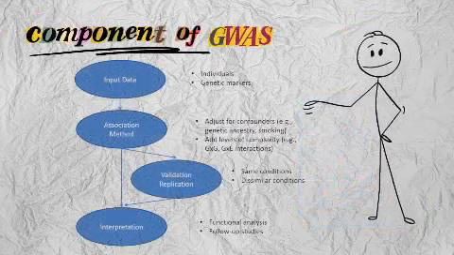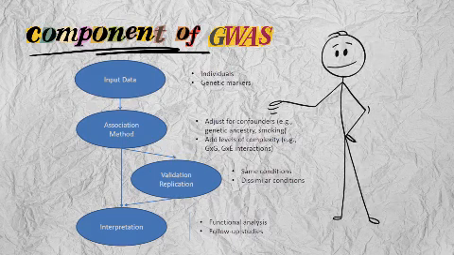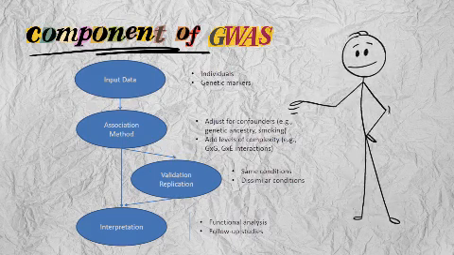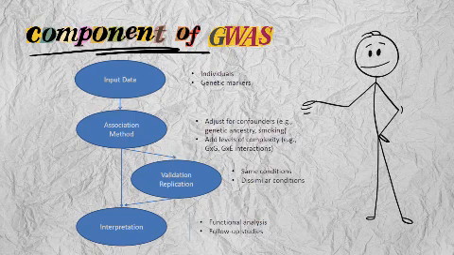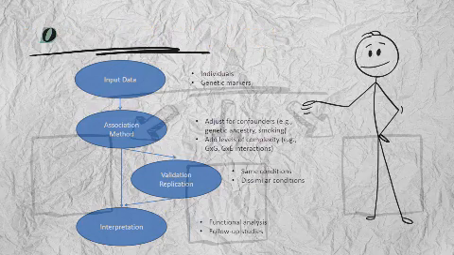Now let us focus on the components of GWAS. This is a flowchart of the components. It starts with input data, where we need individuals and genetic markers. Then we proceed with the association method, where we need to adjust for confounders and add levels of complexity. Next is validation and replication, where we can identify same and dissimilar conditions. And the last process is interpretation, where we can see the functional analysis and follow-up studies.